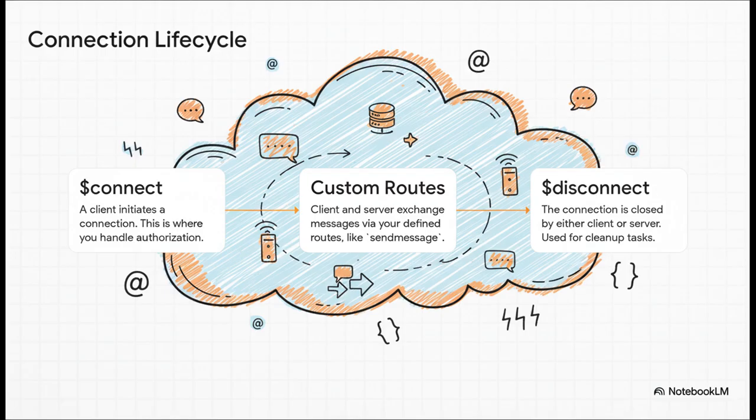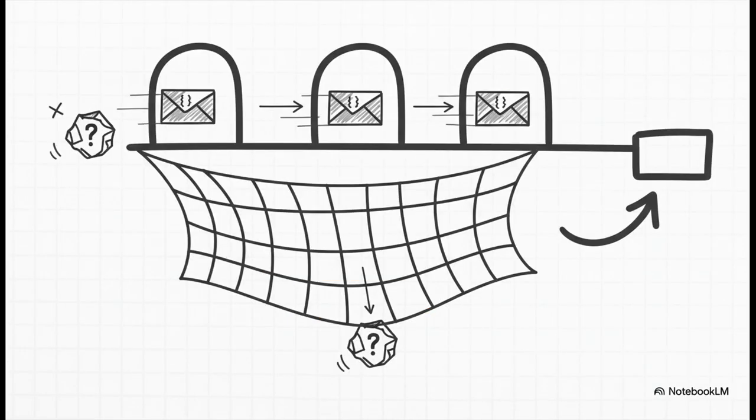Once they're connected, all your custom routes, like our send message route, are in play. And then finally, when the connection is closed for any reason, the $disconnect route is called. This is the perfect spot for cleanup, like maybe removing a user's status from a database. But what if a message comes in that doesn't match any of your custom routes? Or what if it's not even valid JSON to begin with? Well, that's exactly what the $default route is for. It's your catch-all, your safety net, making sure that you can handle unexpected stuff gracefully without the whole thing breaking.